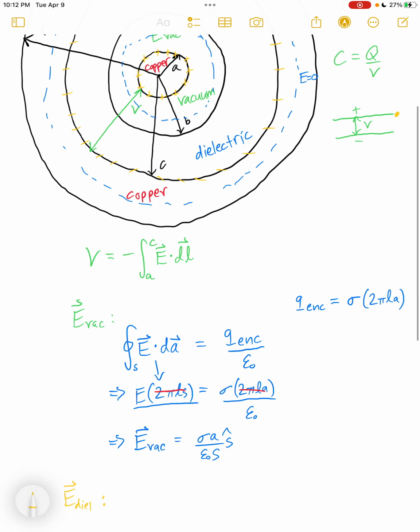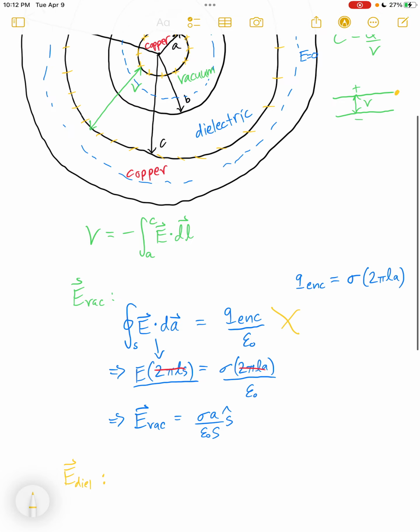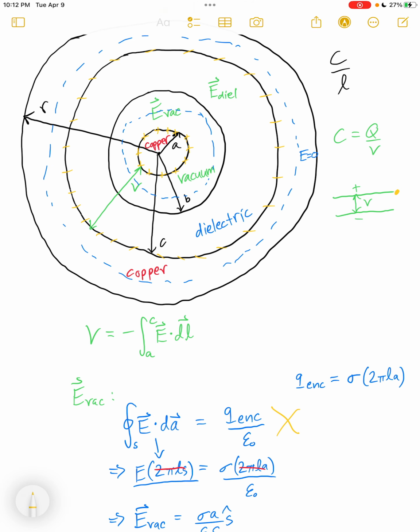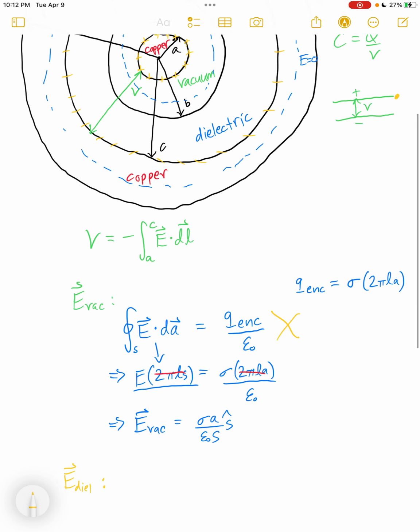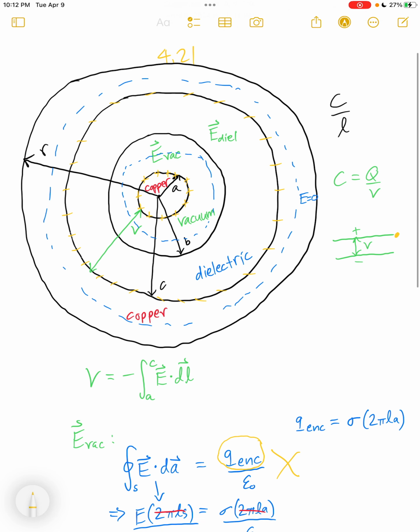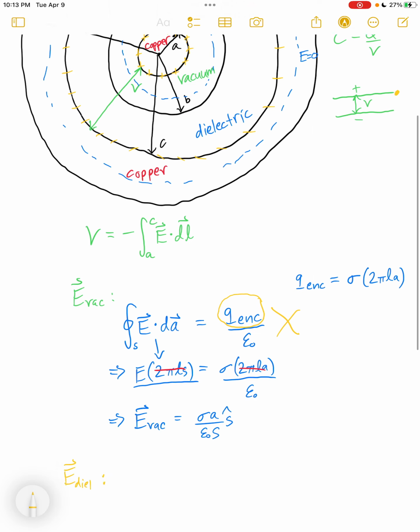Now, to do this, we can't use this form of Gauss's law, and it's very subtle why. I'm just going to go over it briefly. Within the dielectric, we have bound charge, and we don't know what the bound charge is. So if we use this, we wouldn't fully know Q enclosed, because Q enclosed would enclose both the free charge on the surface of the copper wire and the bound charge within the dielectric. But again, we don't know the bound charge.